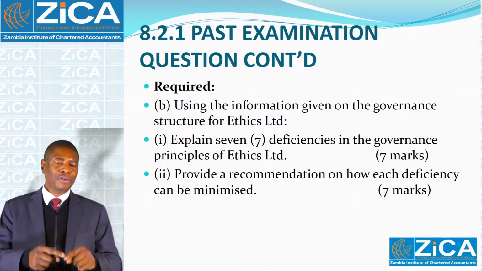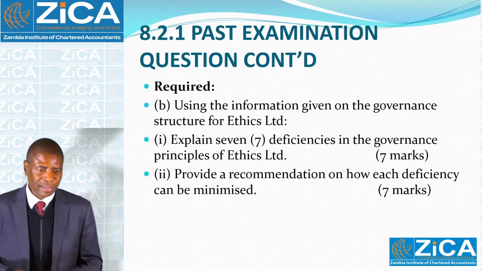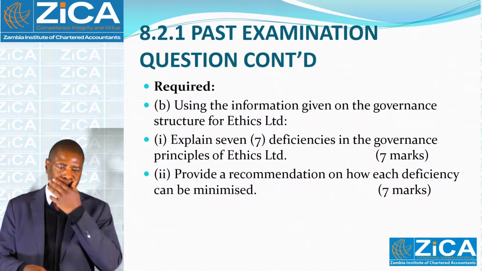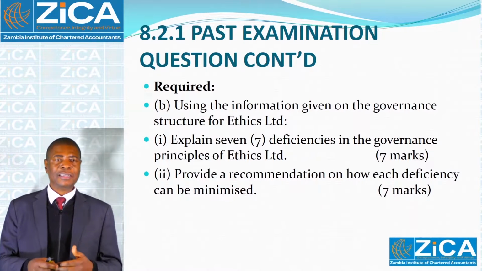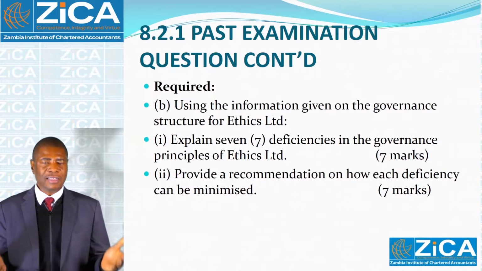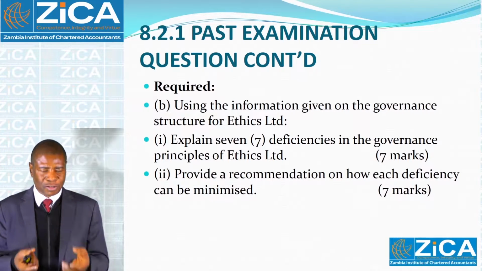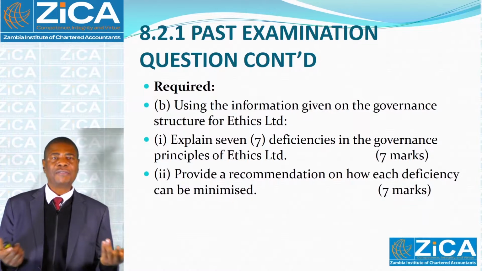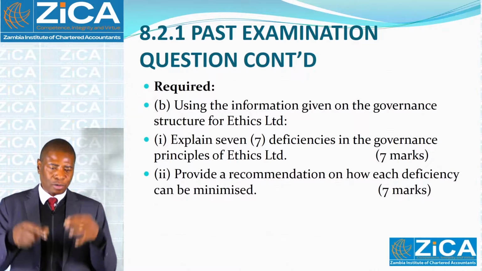So meaning don't go outside. You go outside, you're not answering the question asked. All you needed to do is just be in the question, and explain 7 deficiencies in the governance principles of Ethics Limited. Those 7 marks were very easy because you just needed to go into the question. But also please, when you take them, try to explain. If you don't explain, you get half the marks definitely. So it's always important that you stick to the text in the question.